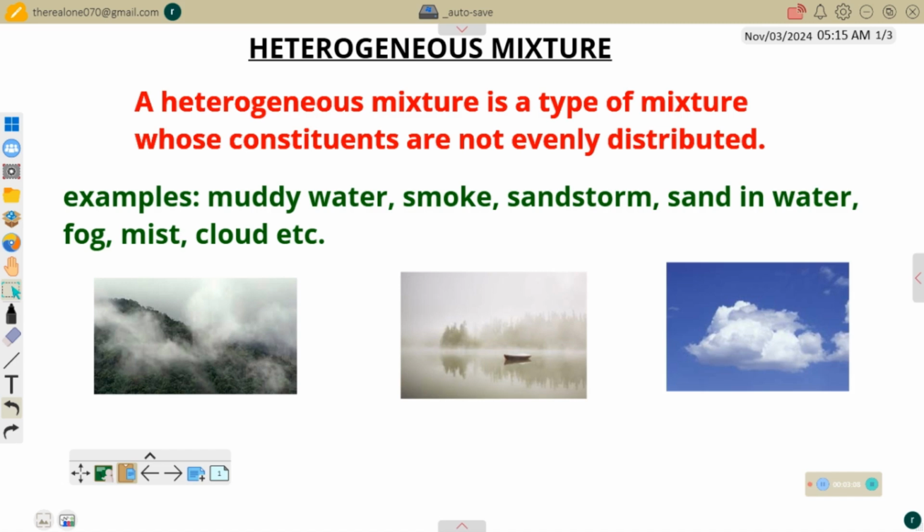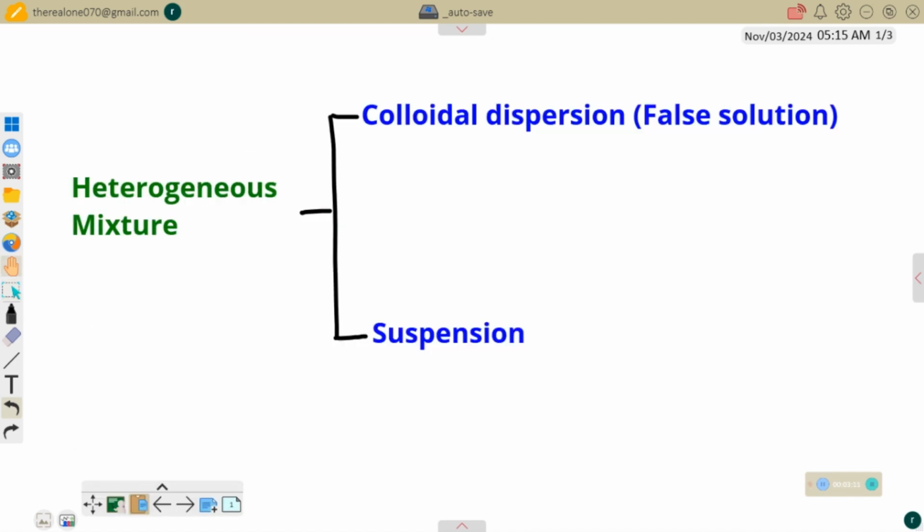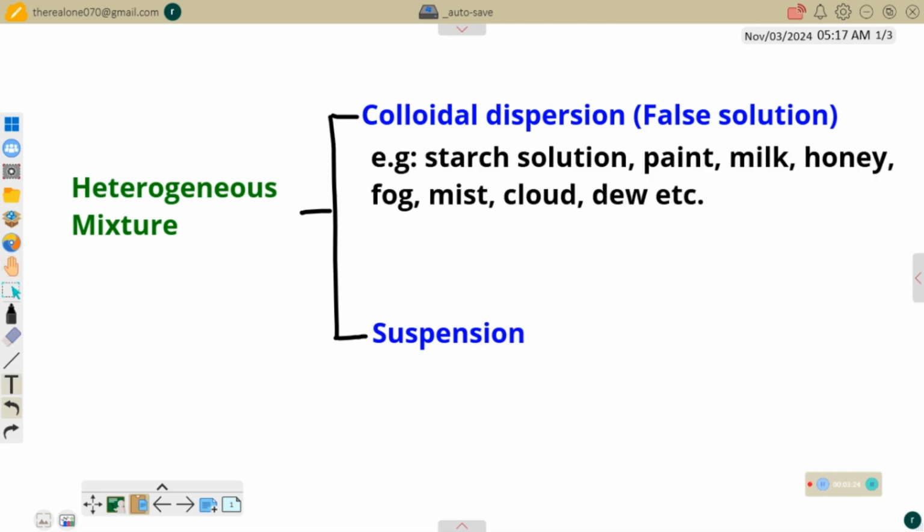Now, let's see the classification of heterogeneous mixture. Heterogeneous mixture can further be classified into two. We have the colloidal dispersion and suspension. Colloidal dispersion is also known as false solution. Examples of such are starch solution, paint, milk, honey, fog, mist, cloud, dew, etc. We'll consider colloidal dispersion in our next video.